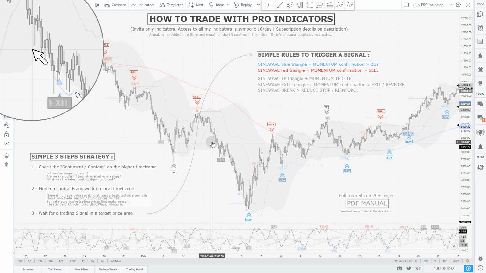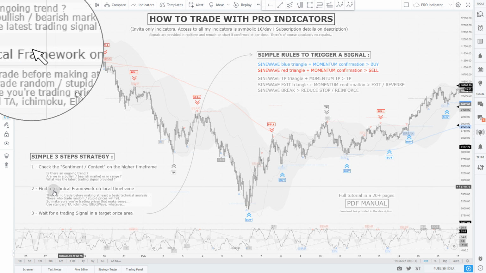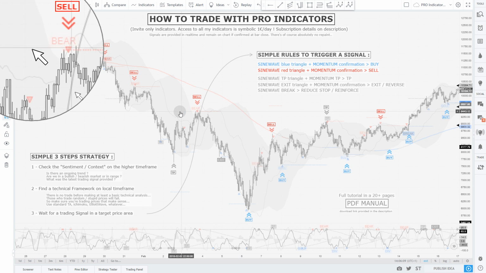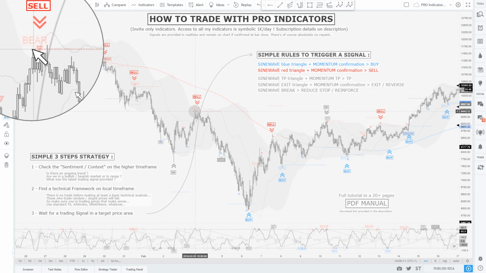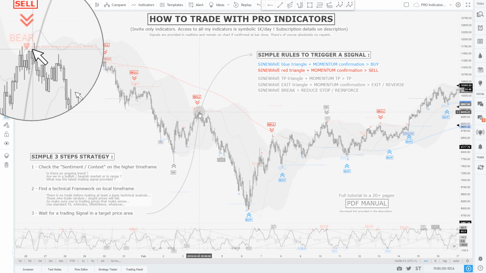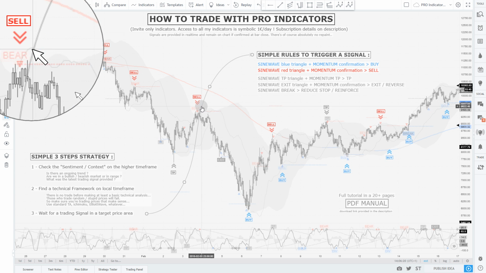Simple as that. If you are in an interesting price area out of your technical framework analysis, if you identify that price is near a potential resistance, and you have a bearish double signal, you just take that trade. Okay? It's simple as that. You go bearish in here, you sell, the market is going down.